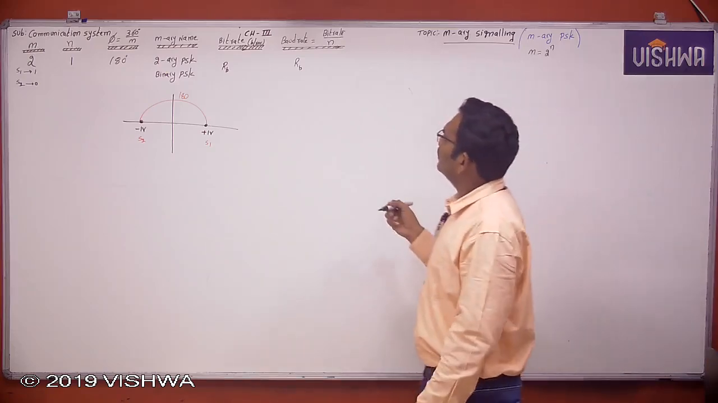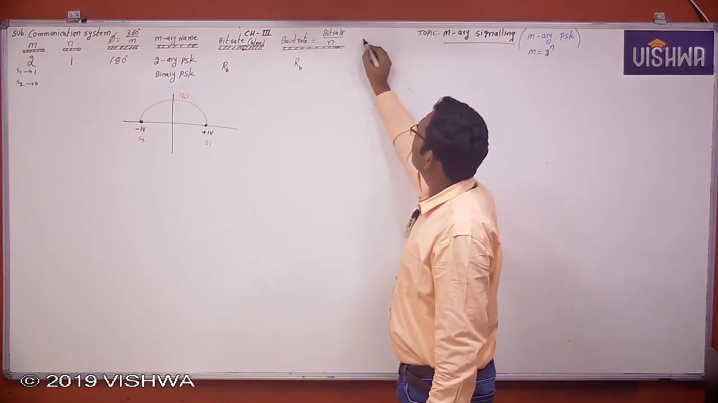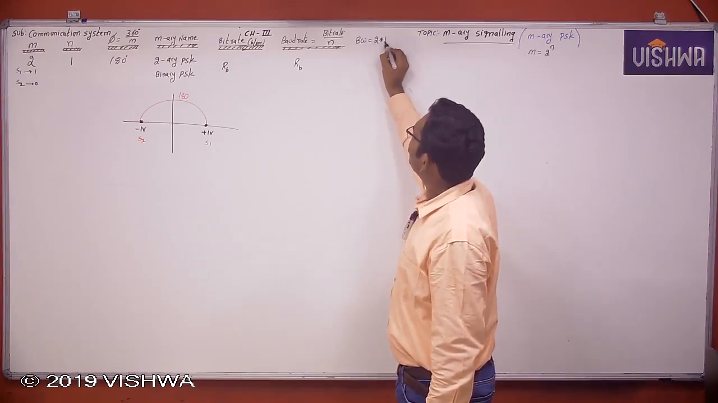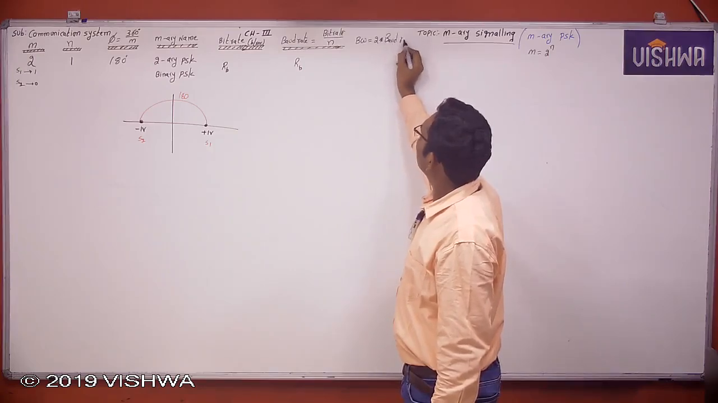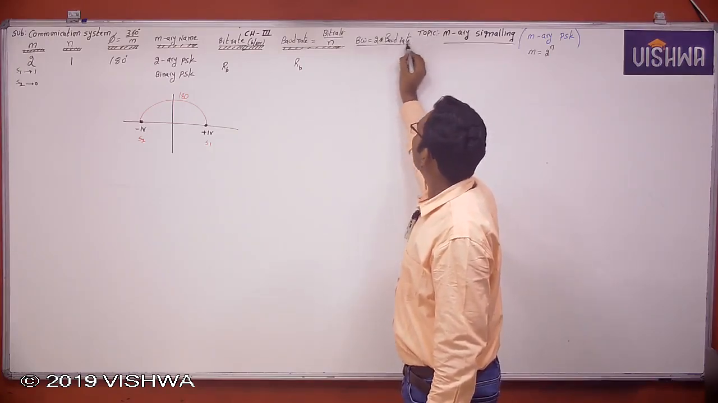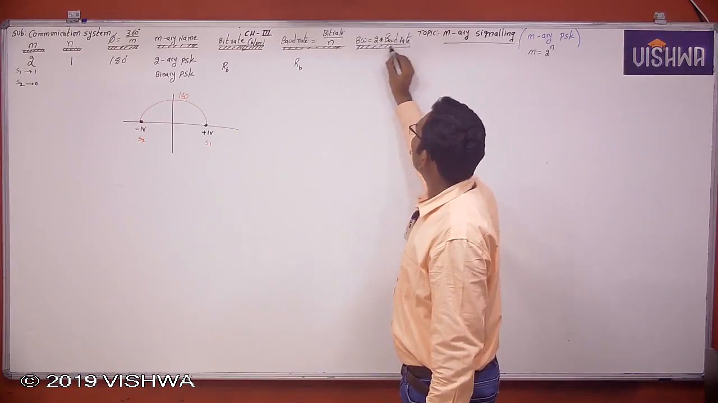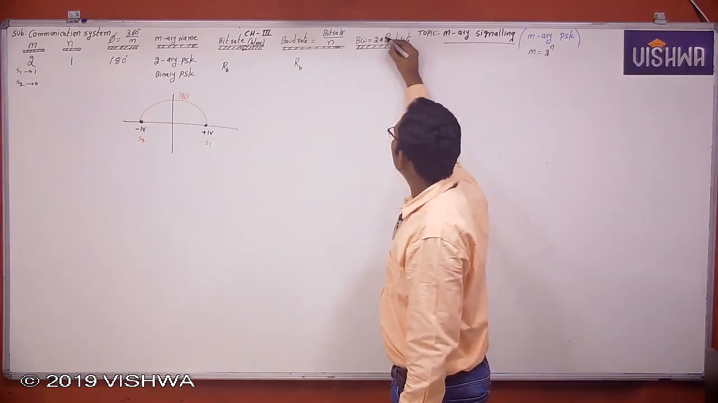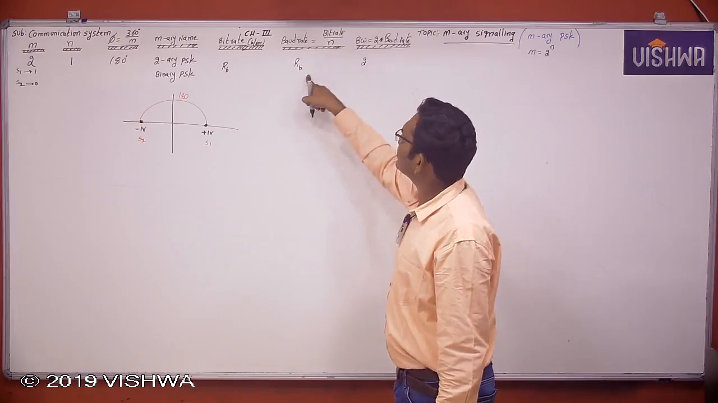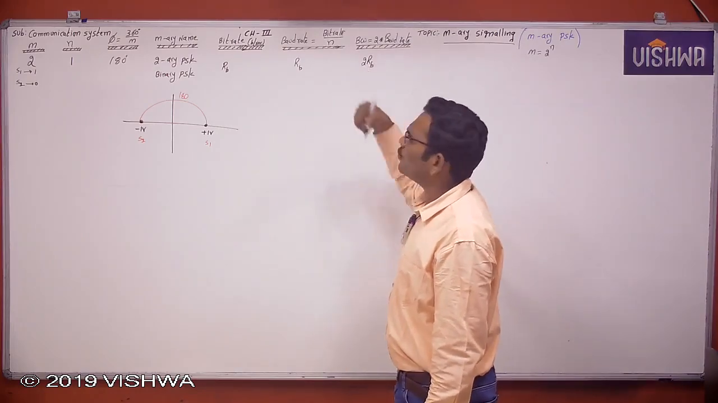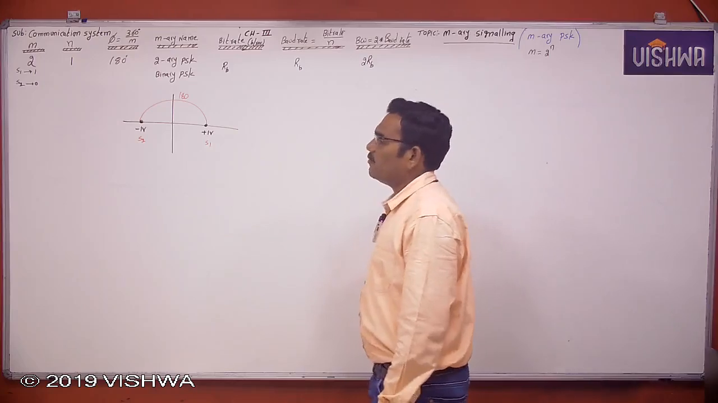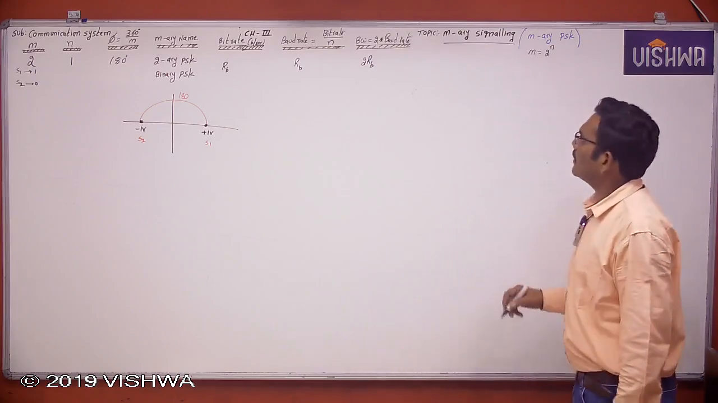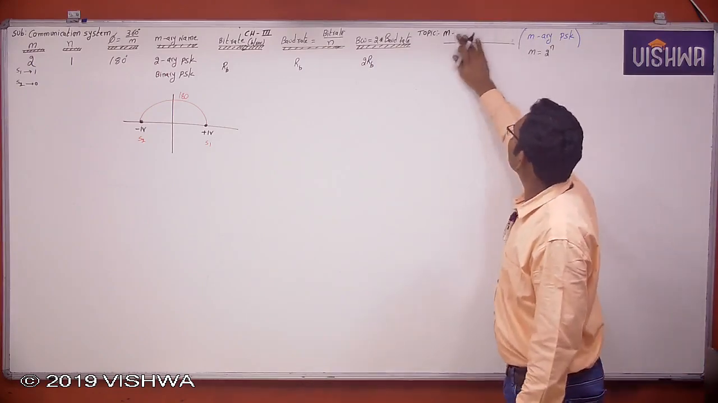Now bandwidth. Bandwidth is equal to twice the baud rate. Twice the baud rate is 2R_B. So bandwidth equals 2R_B. You can go and check the Fourier transform analysis of BPSK, and you will get the same bandwidth.